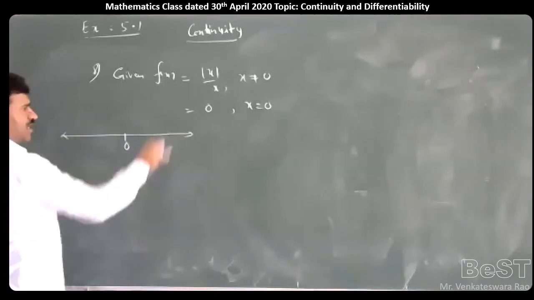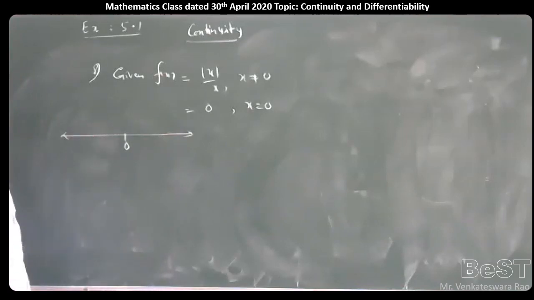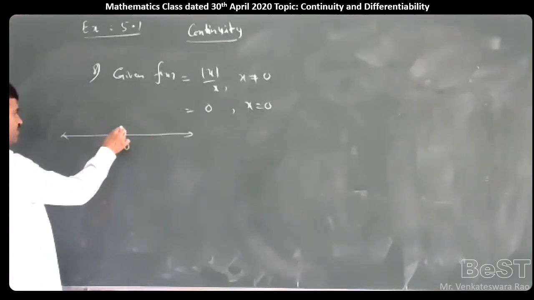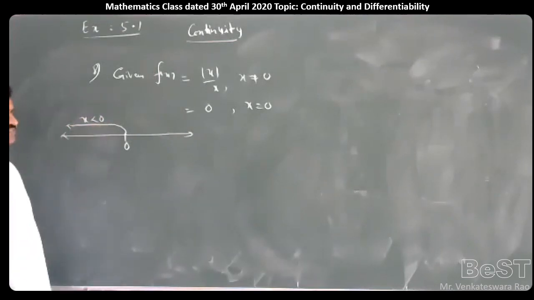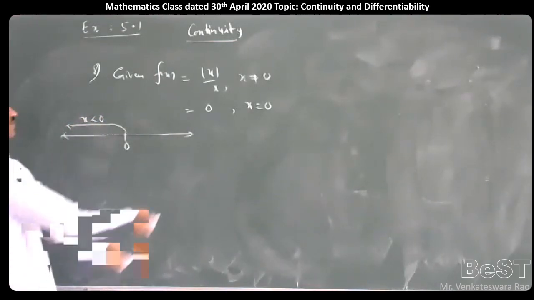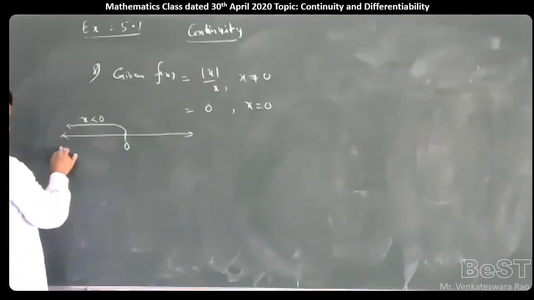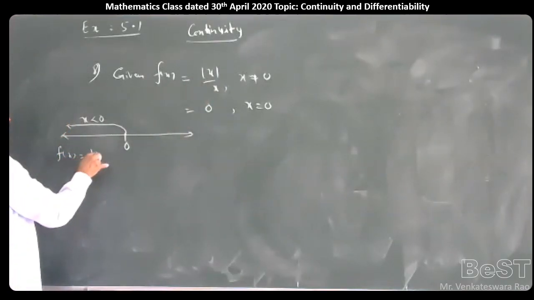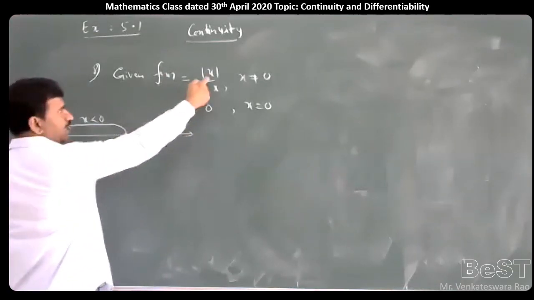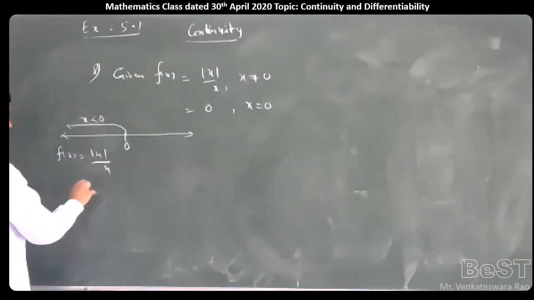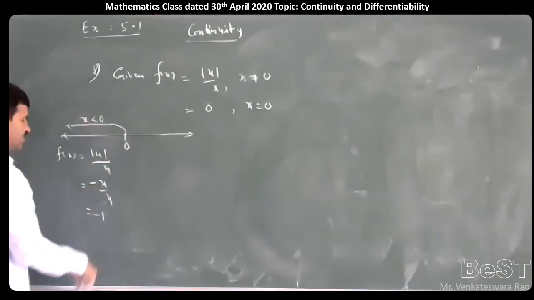At 0, clear answer. When x is not equal to 0, both on the left and right, the function is mod x by x. See this one. When the x value is left of 0, x is always less than 0. When x is less than 0, what is mod x? f of x is equal to mod x by x. So what is the mod x value? Mod x is equal to minus of x. When x is less than 0, by definition, minus of x by x is minus 1.